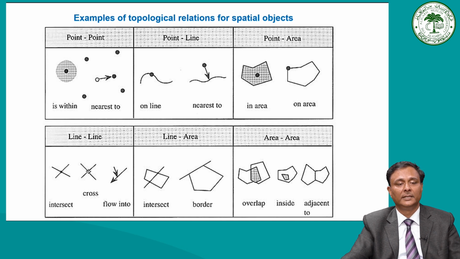The example of line and area entity would be if the line is intersecting the area or it is just bordering the area, touching the area. Similarly, area to area relation could be overlapping, inside another area, one area is inside another area, or adjacent. The two areas are adjacent to each other. So in these examples, very clearly topology or arrangement of locational entity possibilities are depicted.